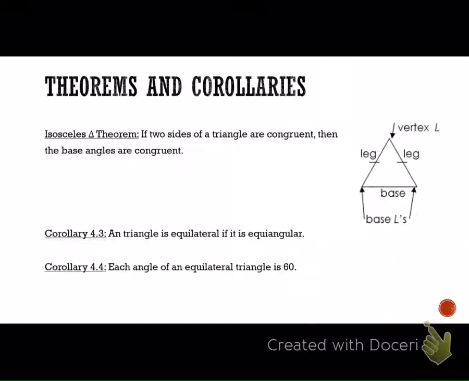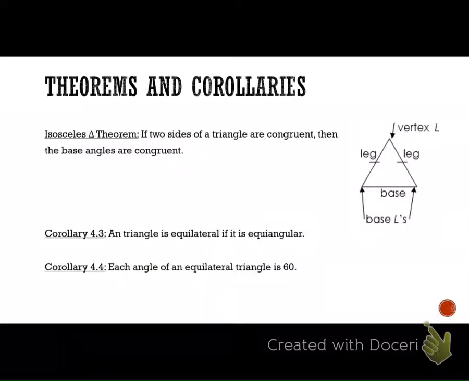So some theorems and corollaries. Isosceles triangle theorem: if two sides of a triangle are congruent, then their base angles are congruent. So if sides then angles, or if angles then sides, works both ways. So if you have two sides congruent, you can use the base angles theorem in your proofs using the Isosceles triangle theorem, which says if two sides are congruent, then their base angles are congruent, now that we've proved it.